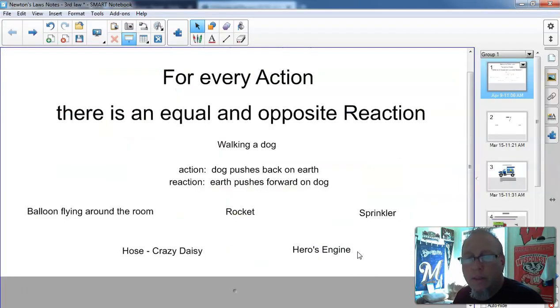So the simplest way that you can write an action and reaction pair, and this is how I want you to phrase them when you're doing your homework, is dog pushes on earth. If you include a direction, that's fine. But we don't want to talk about things moving. We don't want to talk about things that are in motion. In the case of the dog walking, dog pushes on earth, earth pushes on dog. That's the simplest way you can write it.